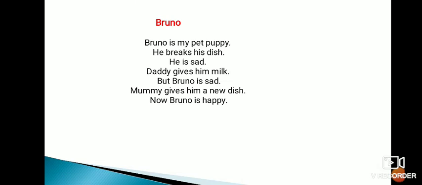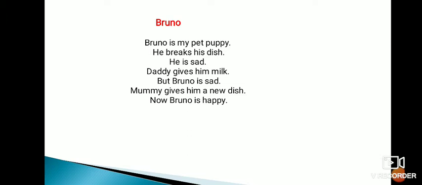Okay, now we learnt a poem. Now another small kind of poem, or a kind of information about Bruno, is given here. Let's read out. Bruno is my pet puppy. He breaks his dish. Oh, he is sad. Daddy gives him milk, but Bruno is sad. Mummy gives him a new dish. Now Bruno is happy.